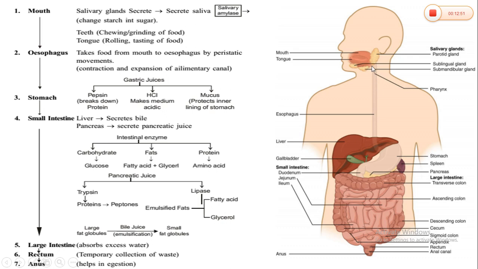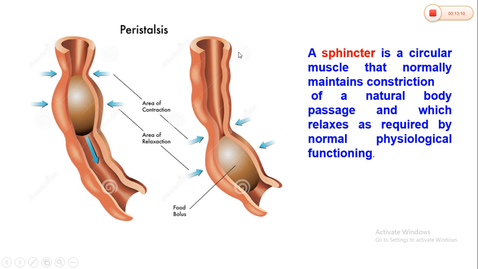So the food rolls down into the esophagus. And this happens by a series of rhythmic contractions. So, the esophagus undergoes some special peristaltic movements, right? I have just brought you the image of peristalsis.